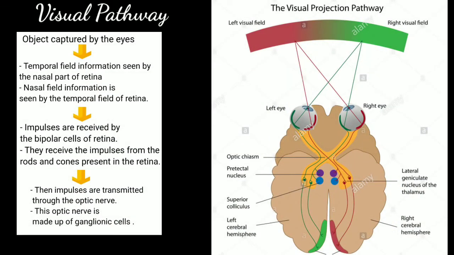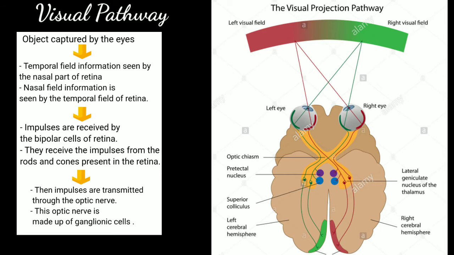Now let's study the visual pathway in a bit detail. As we know, the field of vision consists of two types of fields. One is the nasal field and other is the temporal field. In the same way, even our retina consists of two parts. One is the nasal part and other is the temporal part. So whenever an image is captured and information is obtained by the rods and cone cells, the temporal field information is received by the nasal part of the retina and the nasal field information is received by the temporal part of the retina.